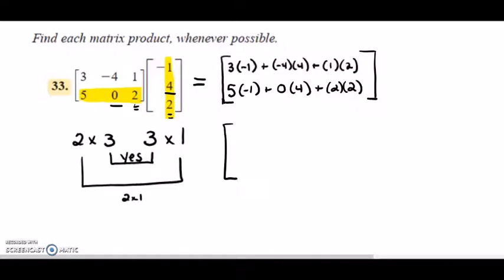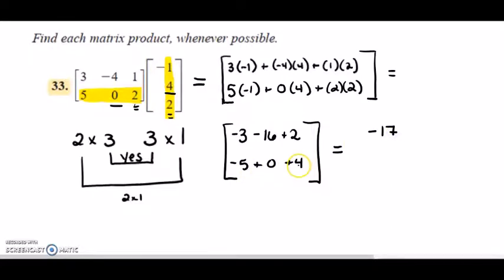So there's a lot of work when you're writing down matrix multiplication, so you will have to write a lot. This is the first part of the work. The second part of the work is actually showing the negative 3 minus 16 plus 2, negative 5 plus 0 plus 4, and then that's negative 19 plus 2 is negative 17. Negative 5 plus 0 plus 4 is negative 1. So then that is the resulting matrix product.